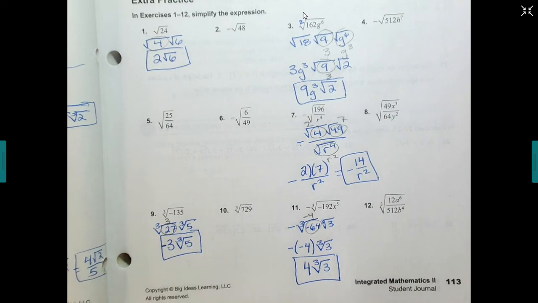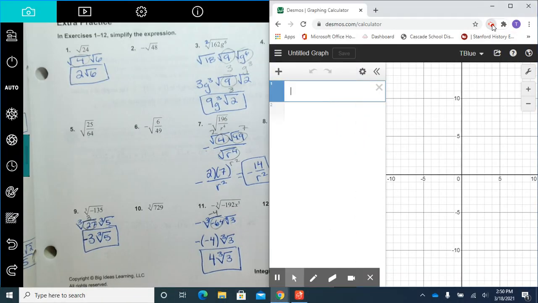All right. Finish number 10 and 12, and then do the worksheet problems. And ask me if you have any questions.